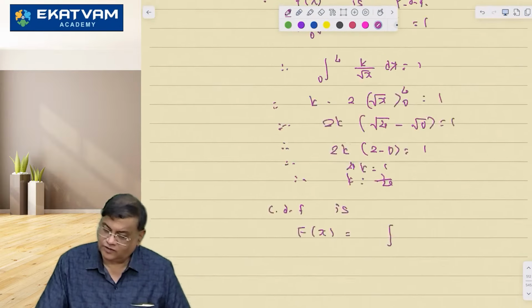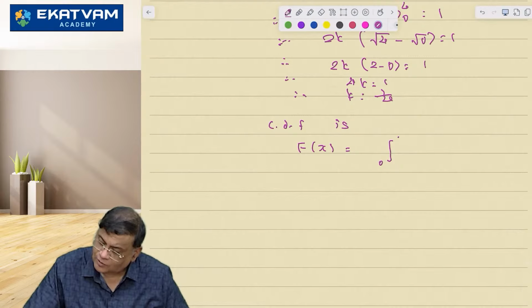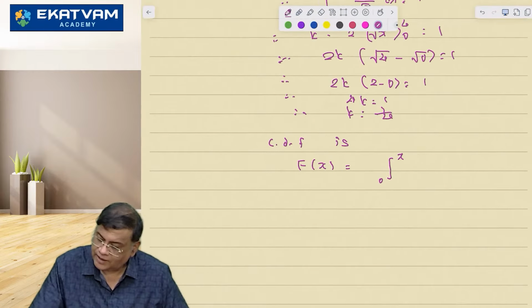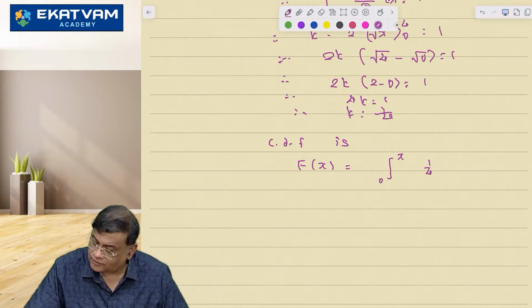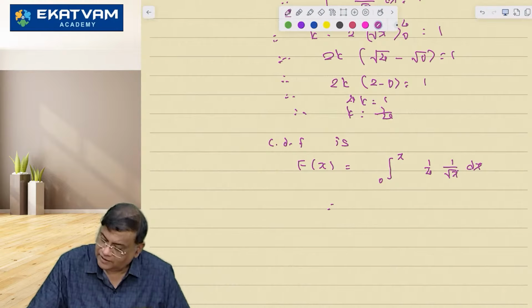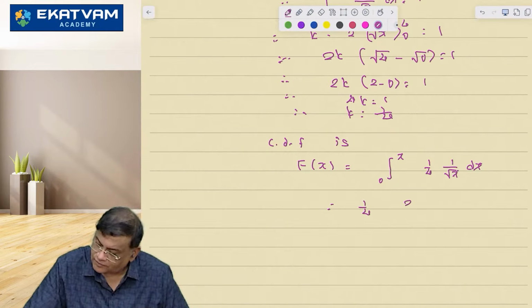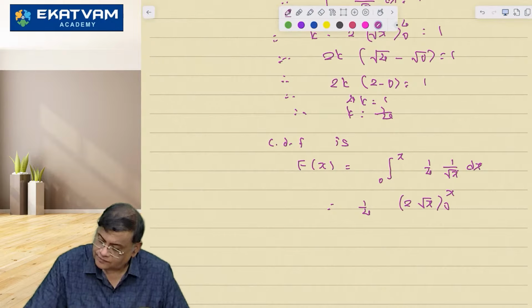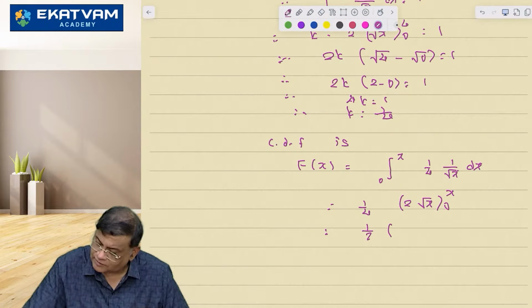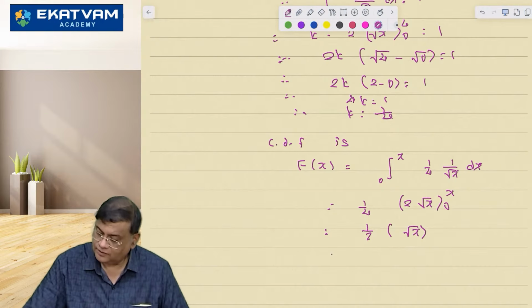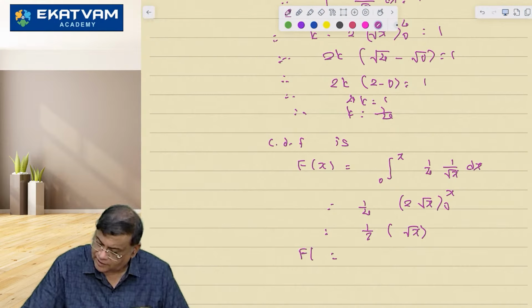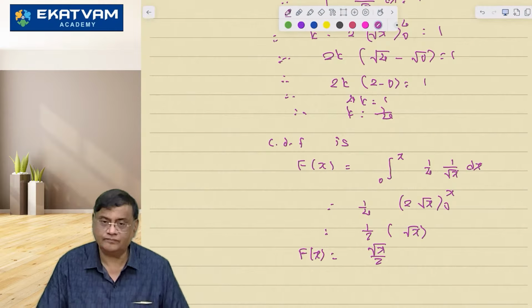Yes, it is 0 to x. What do we say for CDF? Lower limit to x, and then k is 1 by 4 and then 1 upon root x dx. Understood? Therefore this is equal to 1 upon 4. It will be 2 root x going from 0 to x. Therefore it will be 2 by 4, meaning 1 by 2 root x minus 0, so root x, and therefore this capital F of x is root x by 2. Good question.